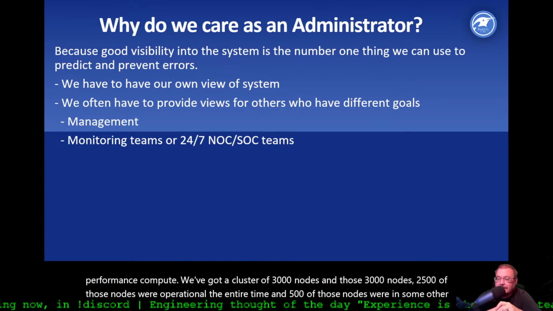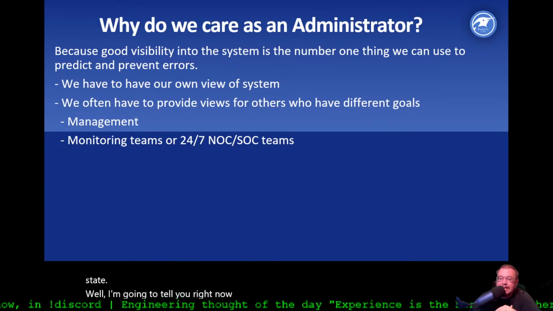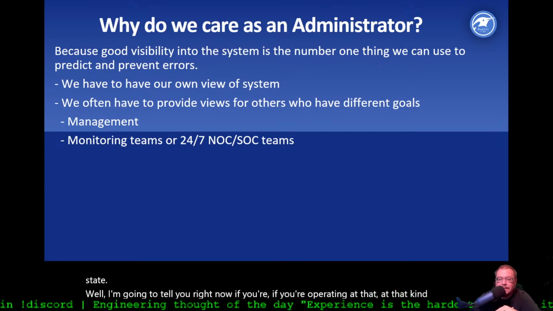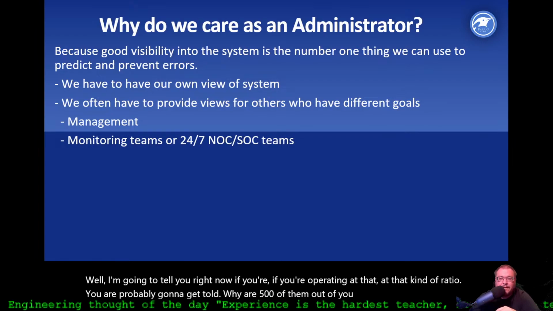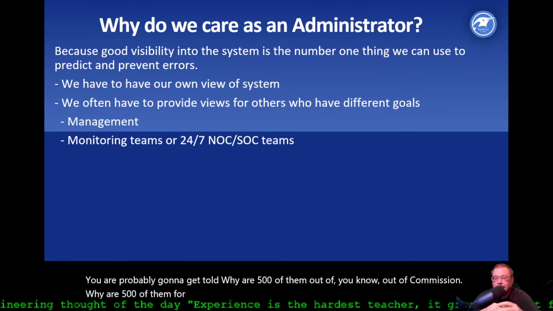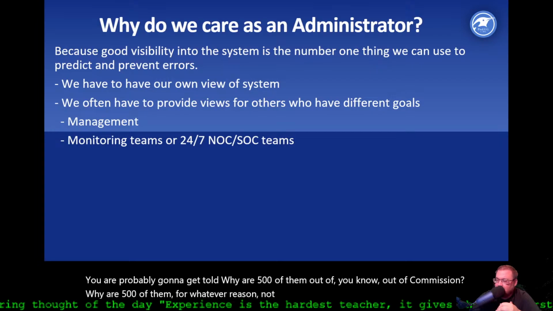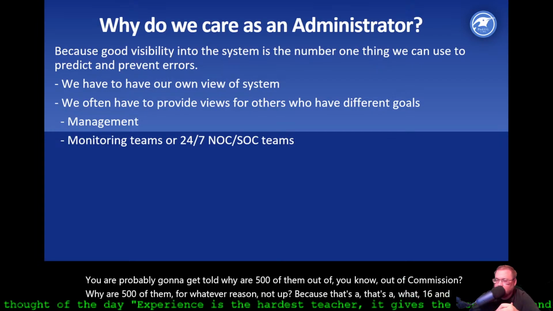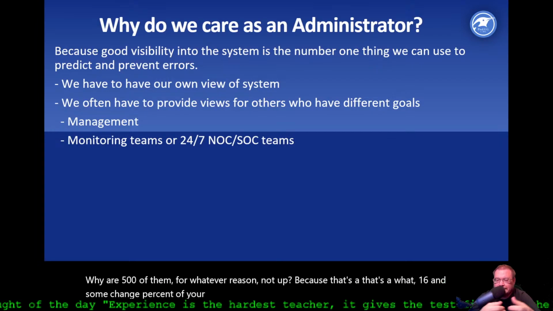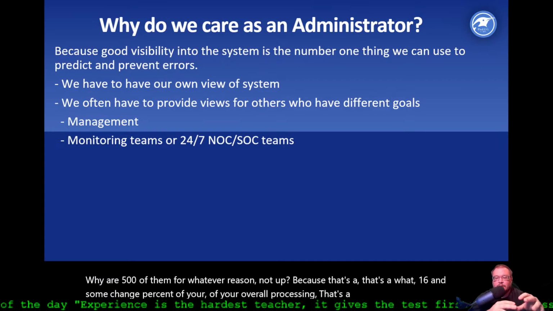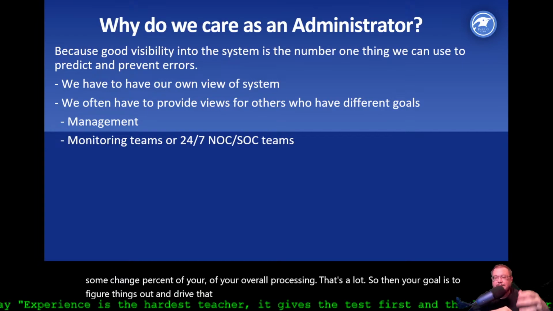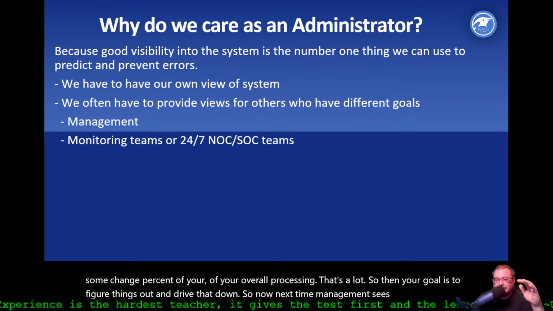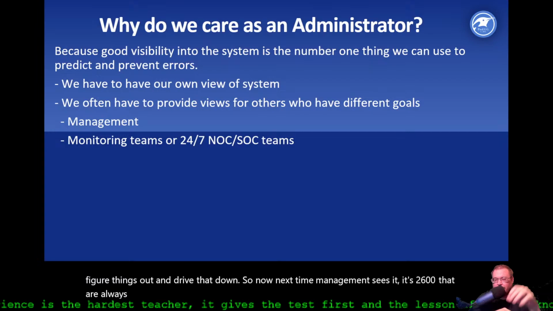Well, I'm going to tell you right now, if you're operating at that kind of ratio, you are probably going to get told, why are 500 of them out of commission? Why are 500 of them, for whatever reason, not up? Because that's a 16 and some change % of your overall processing. That's a lot. So then your goal is to figure things out and drive that down. So now next time management sees it, it's 2,600 that are always up and only 400 that are down.